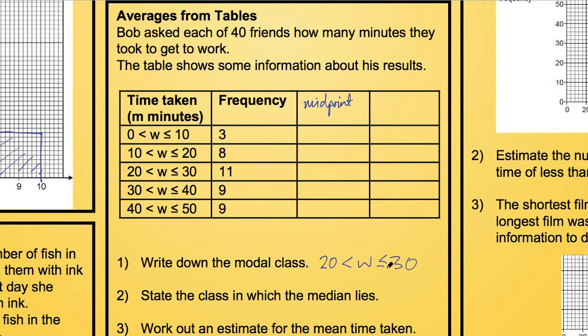State the class in which the median lies. Now we have 40 friends. The median is always the value that is n plus 1 over 2. So we've got 40 plus 1 over 2, which is the 20.5th value.